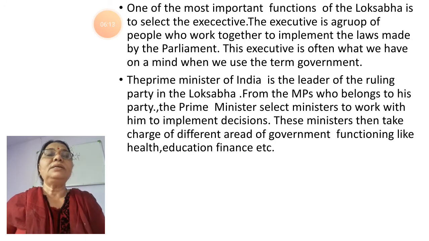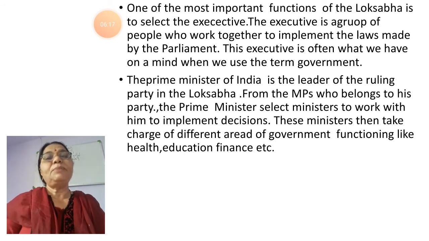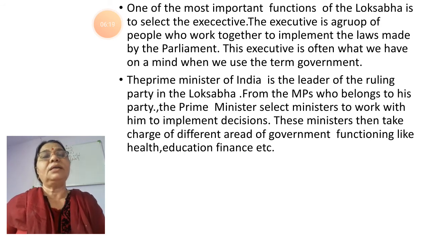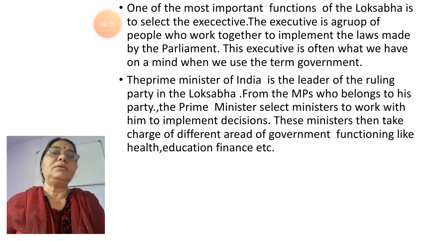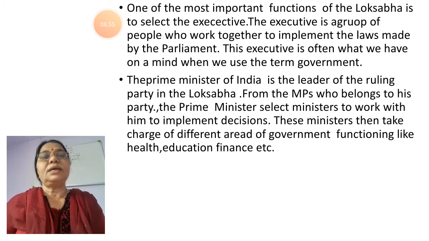Now the Prime Minister distributes a department to every minister there. Suppose the health minister, education minister, not only that, water resources minister, then child and women development ministers are also there. Yes, many different sections are there, and who selects them? The Prime Minister.